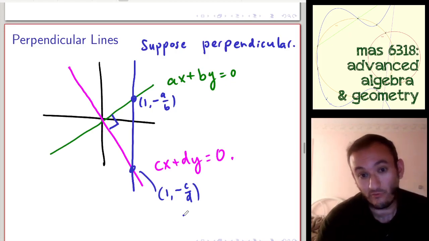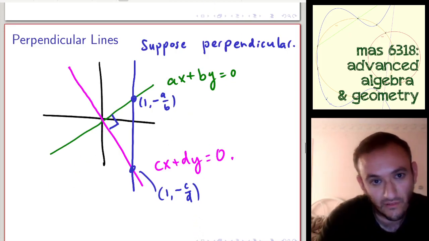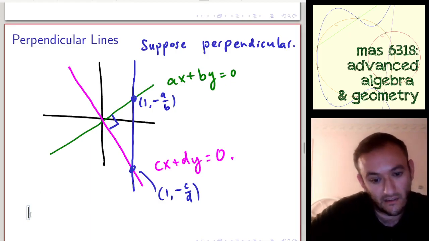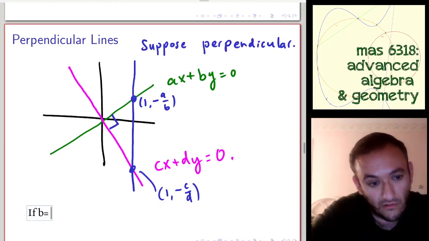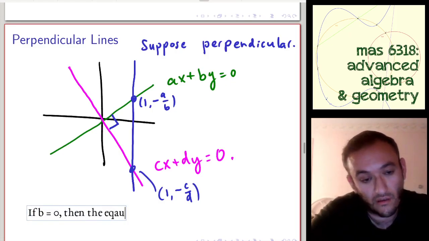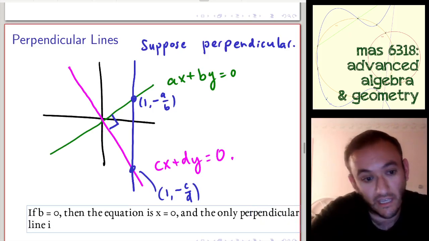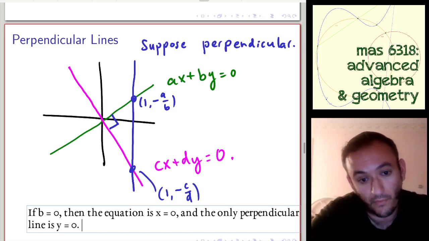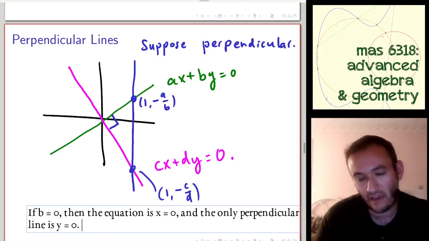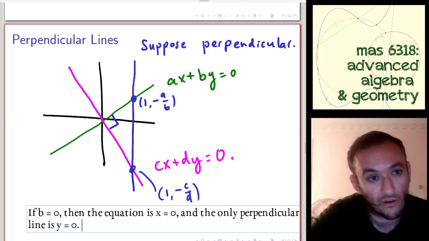And so you might say correctly, what if b or d is 0? That we can cover in an aside. If b equals 0, then the equation is x equals 0, and the only perpendicular line through the origin is y equals 0. So we have that characterized, and we can ignore that possibility. So we can assume that b is not equal to 0.